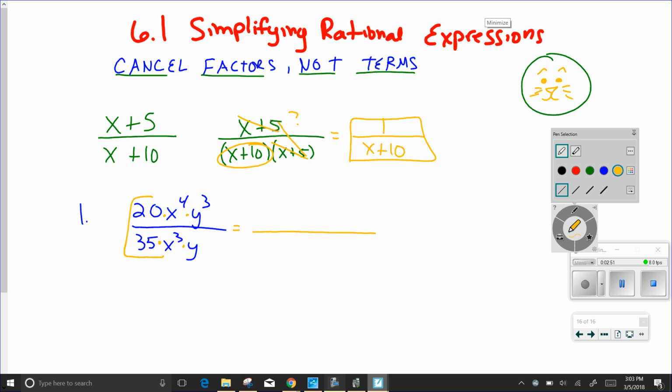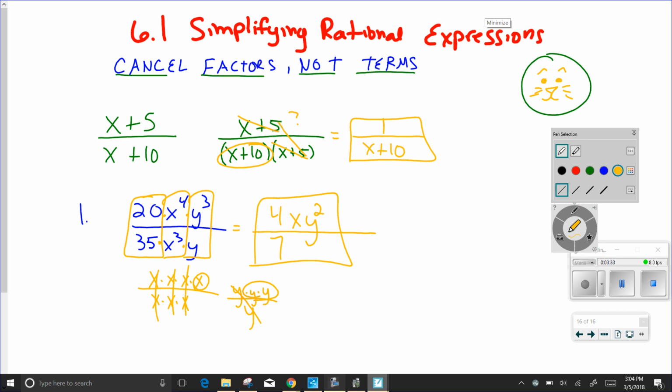So I can do 20 over 35, and I can reduce that down. Both can be reduced by 5. So I have 4 over 7. Going on to my x's, I have x to the power 4 over x cubed. Well, x to the power 4 is x times x times x times x, and the denominator is x to the power 3. So goodbye, goodbye, goodbye, those 3 sets will cancel, and you're left with a single x. And then x is in the numerator, so it's going to stay in the numerator. Onto your y's now, you have y times y over y. Goodbye. You're left with y squared. And that's your answer.